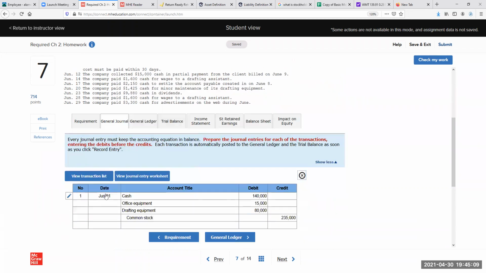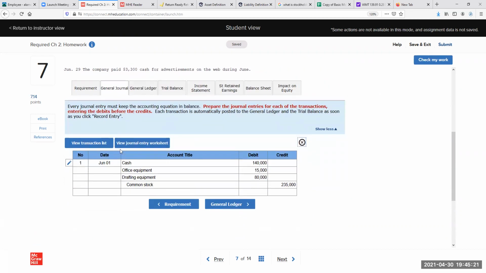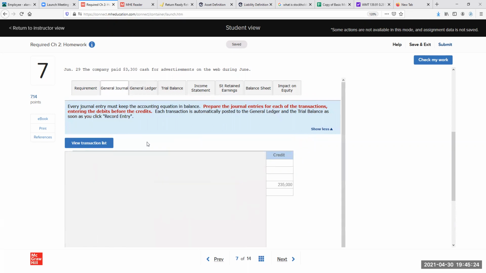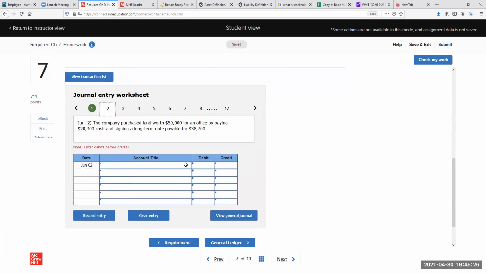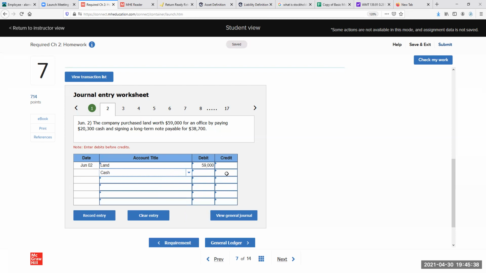General journal. Oh, let's go back to the problem. The company purchased land worth $59,000 for an office by paying $20 cash and signing a long-term note. So we've got to go back to view the journal entries. $59,000. Now, what did you give to get the land? Why does the land go on the left side? Because it's an asset. Now, what did they give? Cash. Did you pay it all cash? No, you gave part cash. And what else did you give?